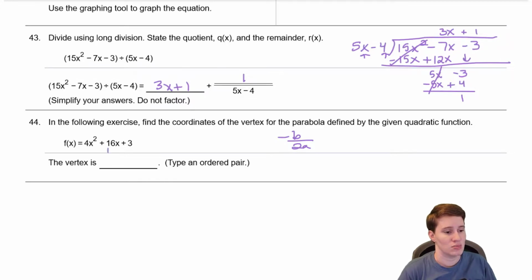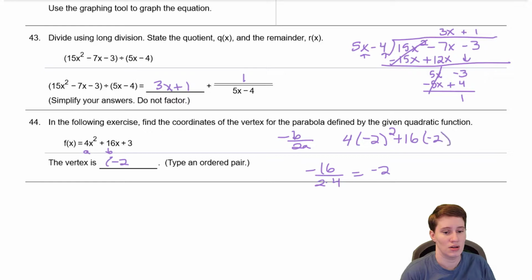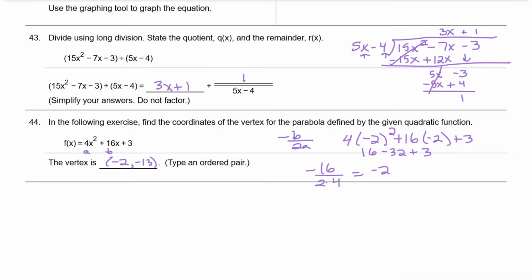So this is b and this is a. So negative 16 over 2 times 4, negative 16 over 8 is negative 2. That's our x. And then we plug in negative 2. Negative 2 squared is 4. 4 times 4 is 16. 16 times negative 2 is negative 32. 16 minus 32 is negative 16. Plus 3 is negative 13. So there's our answer, negative 2 comma negative 13.